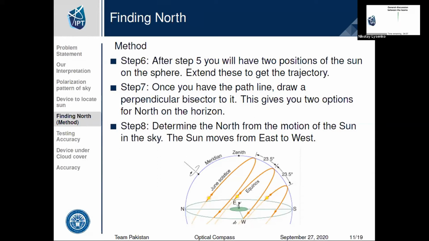So you can start the general discussion with the teams.